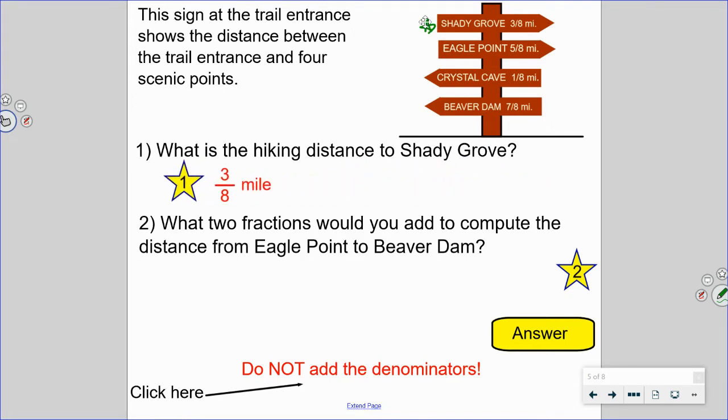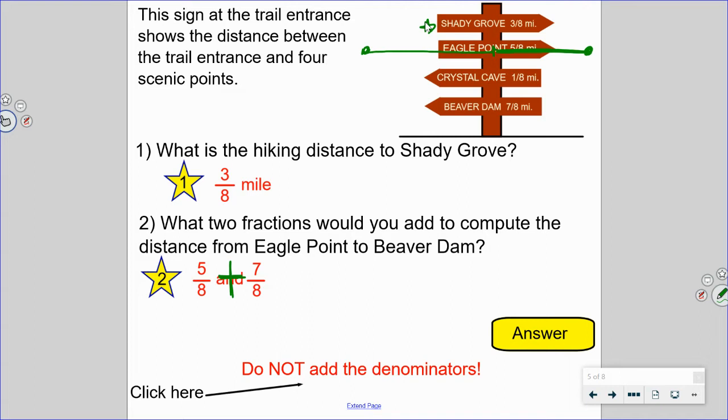Question 2, what two fractions would you add to compute the distance from Eagle Point to Beaver Dam? Now remember, Eagle Point is over here, 5/8 of a mile. But then Beaver Dam is this direction, and it's 7/8 of a mile. So we would need those two fractions. And what we're going to do is, you guessed it, add them together.